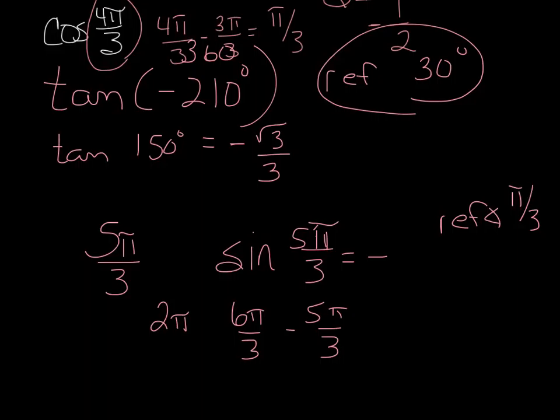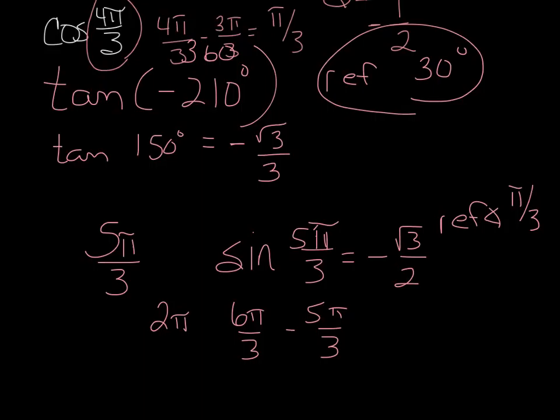All right, so what is the sine of pi over 3? Good question. Square root of 3 over 2. Square root of 3 over 2, but this is the sine of 5 pi over 3, so it's a negative square root of 3 over 2.